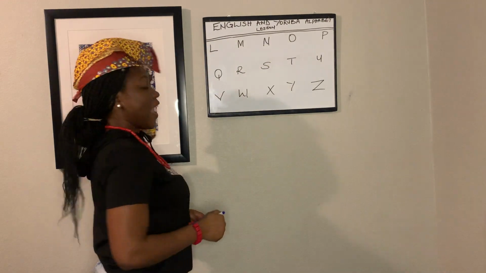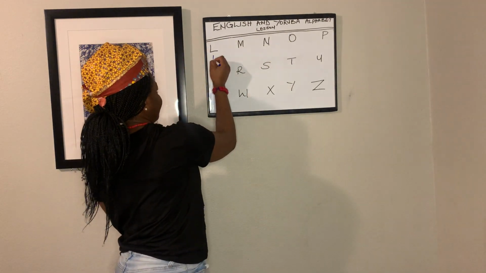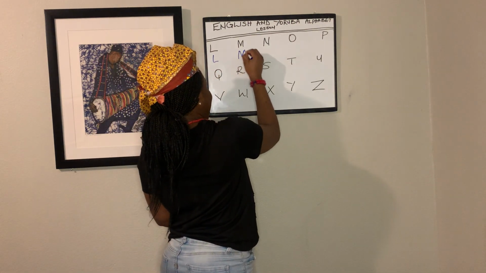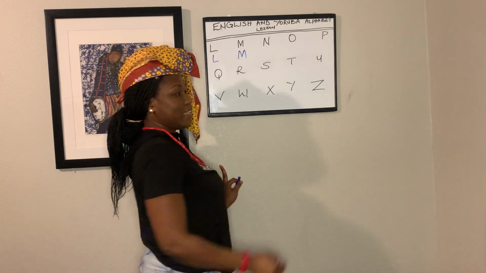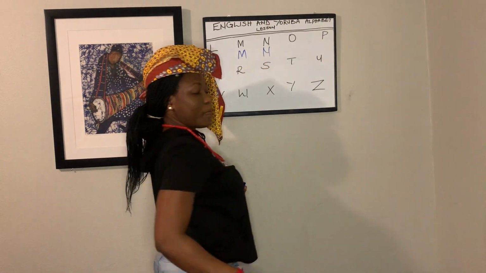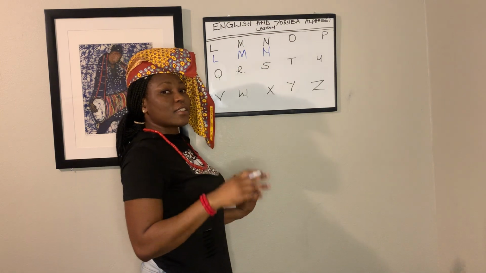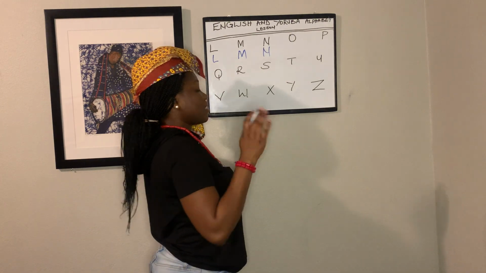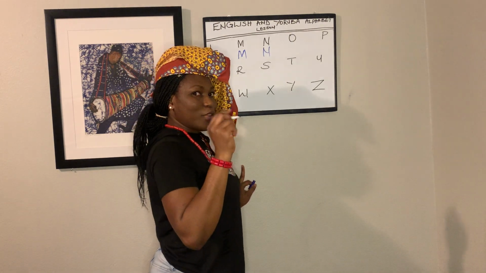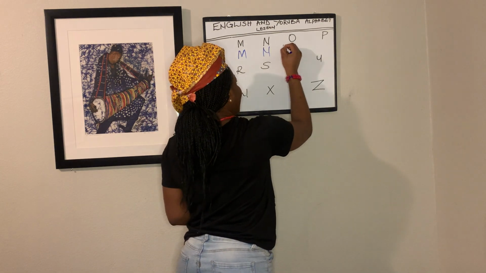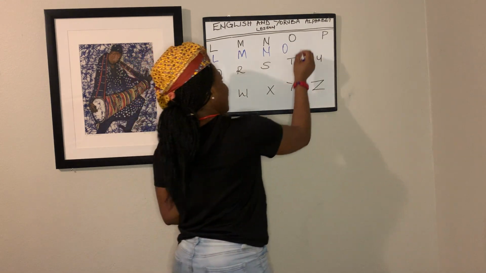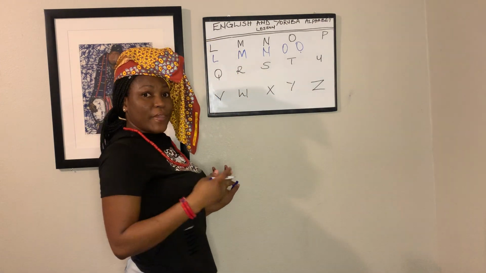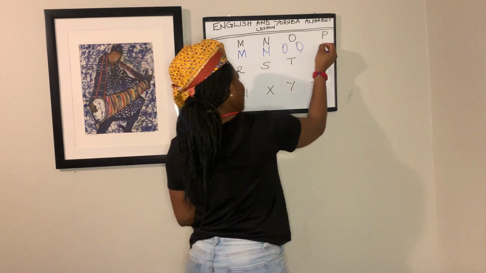So let's go. L is Li, M is me, N in Yoruba is Ni. In Yoruba we have two O's. One is O and the other one is O. The difference between the two O's is just one dot, a little dot. So we have one O and our other one is O with a dot. P is P.